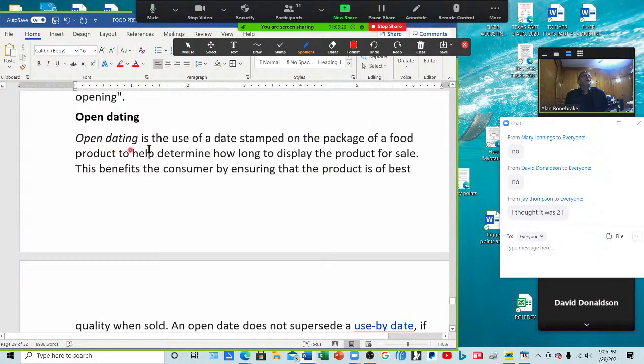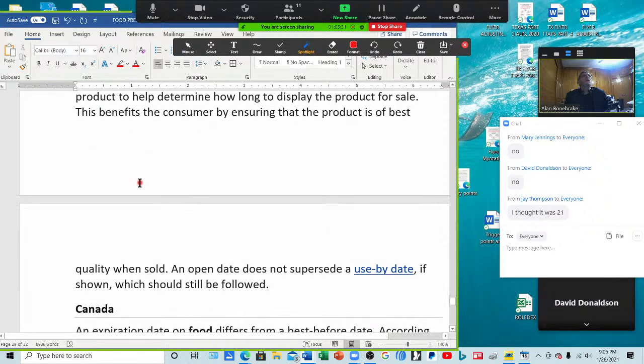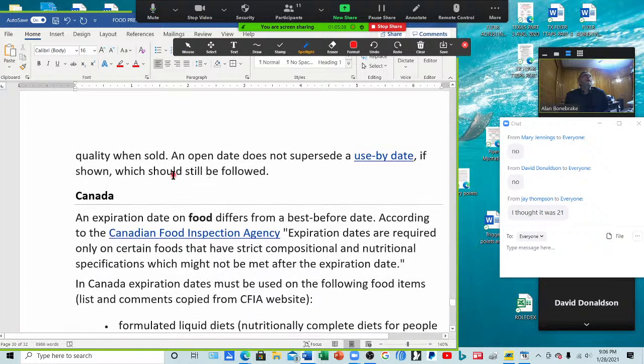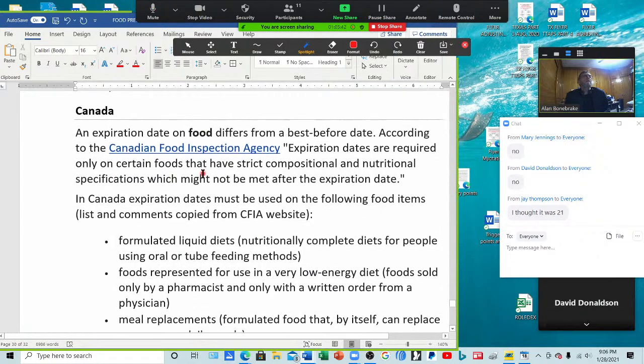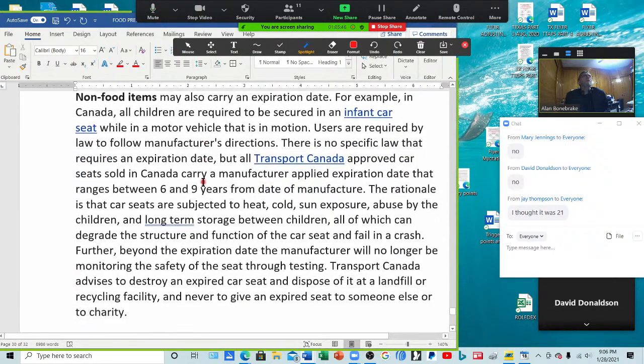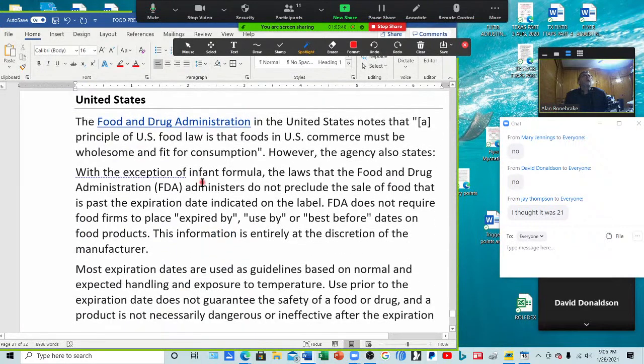Opening date. Open date is the date stamped on the package of a food product to determine how long to display the product for sale. It benefits the consumer by ensuring that the product is the best quality when sold. An open date does not supersede a use-by date. Then you have the Canadian. You have non-food items.